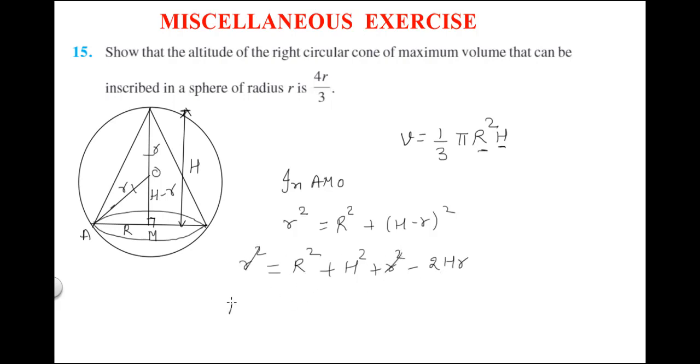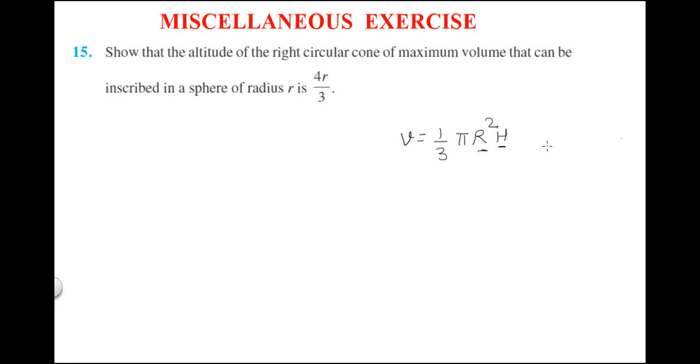So what is the value of R square from here that we get? We get it as 2HR minus H square. Keeping R square on one side and shifting the other two terms onto another side, I get it as 2HR minus H square. This is the value of R square. I can place this value here. Clear?